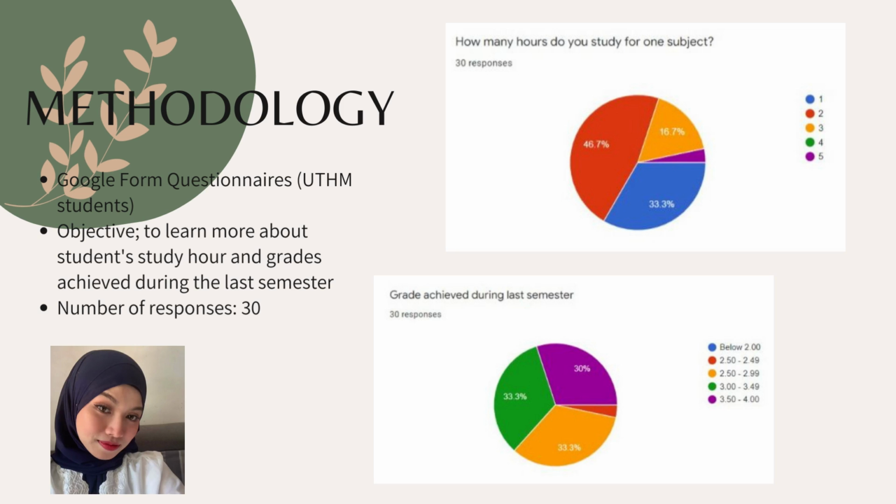For the methodology, our group used Google Form questionnaires to collect responses from students who study at Universiti Tun Hussein Onn Malaysia, Uthm. This survey's objective is to learn more about the students' study hours per day and grades achieved during the last semester. The Google Form questions ask about student study hours, consisting of 1 to 5 hours, along with their grades in the last semester, and the questions are very concise and very straightforward.